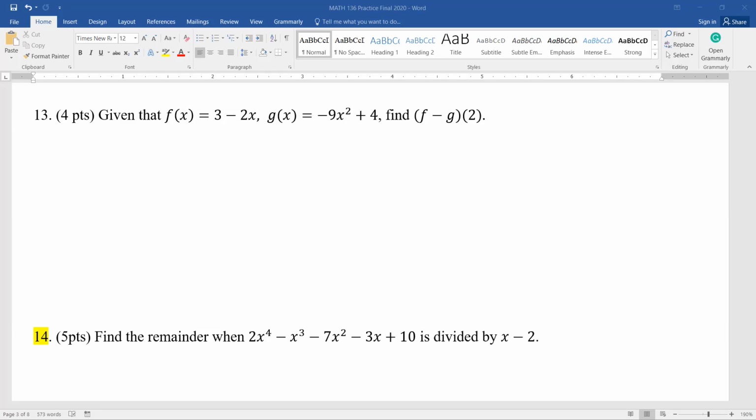And then to get rid of those parentheses, we're going to distribute the negative by changing the signs in that second set of parentheses. So now we have 3 minus 2x plus 9x squared minus 4. I'm going to combine like terms to get 9x squared minus 2x minus 1. So that right there is the simplified version of f minus g of x. But keep in mind, we've never done anything with this 2 that we were given. So we're going back to the original, or the answer that we just got.